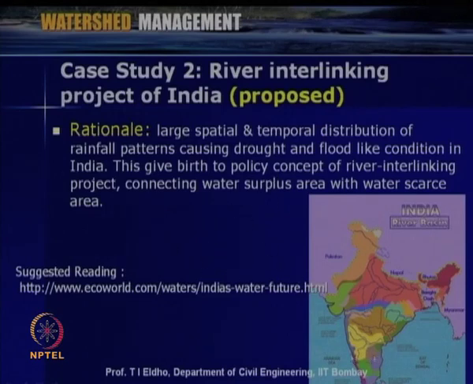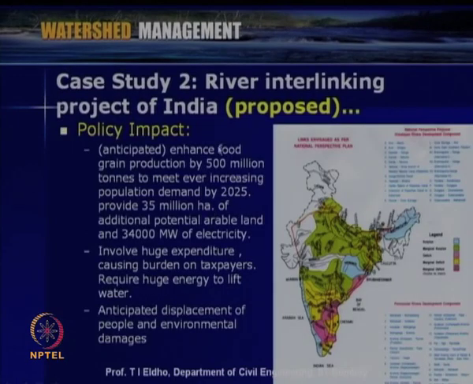Various river basins are listed here. This proposal is still at the proposal stage, and the National Water Development Agency is preparing various DPRs, detailed project reports. As for the policy impact, some of the links are mentioned here. There is a peninsular link and a northern link, connecting the major northern rivers to the southern peninsular region.